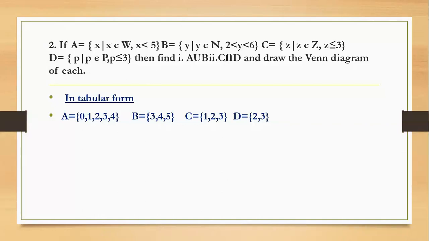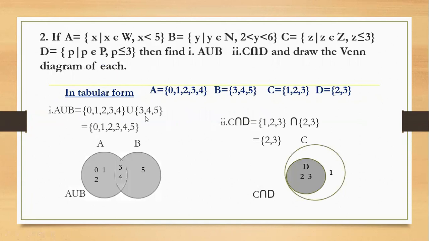Here you can see that this is a set of whole numbers. Therefore, we have to start with 1 and less than 5 means we have to stop at 4. In the same way, you have to convert the sets which are given in set builder notation into tabular form. And then you have to find union and intersection. How? Like this way. Okay.